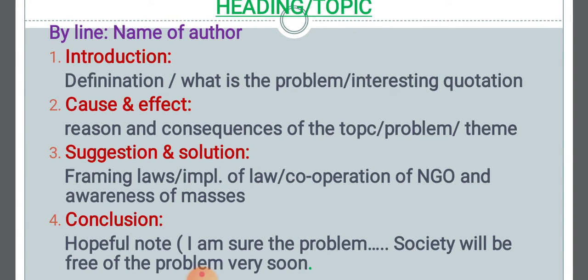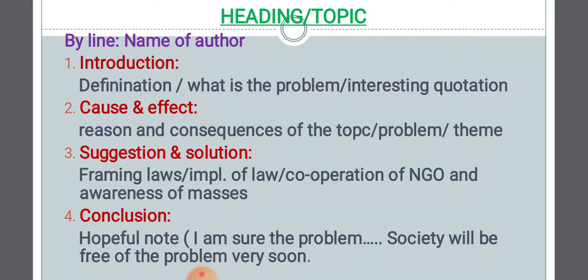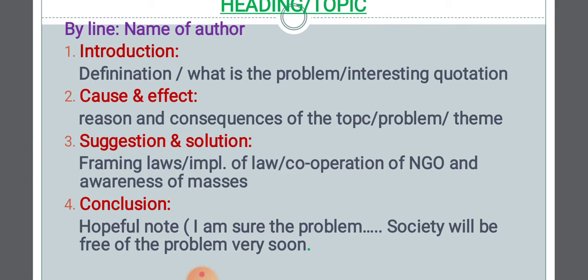While writing cause and effect, don't think about the other suggestion and conclusion parts. A lot of thoughts come to your mind, and while writing something, those thoughts create trouble, and that's why the organization of the ideas gets disturbed. Next, suggestion and solution. Give some valuable suggestions; suggestion and solution are almost the same.